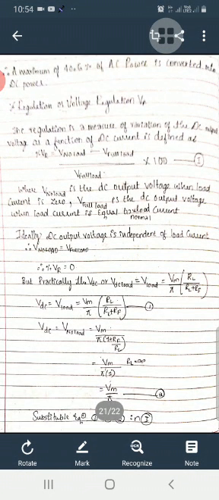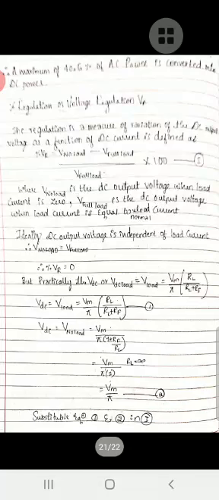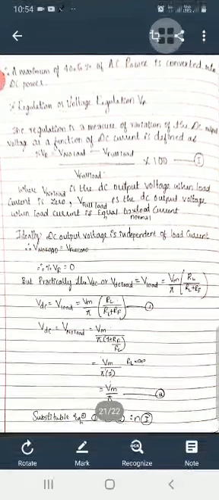Taking RL as infinity, it is an open circuit, the load is not there. This is equation 1 for load. For equation 2, no load: for VDC no load, the load is not present, which means open circuit. Remove the load, so RL equals infinity. Substituting here, we get Vm by pi. Now we substitute equations 1 and 2 in the voltage regulation formula.